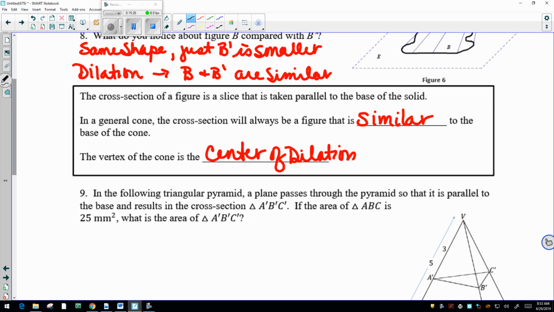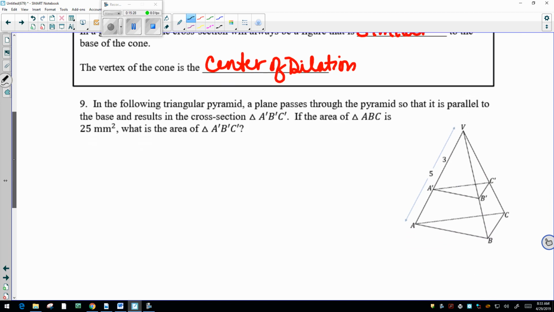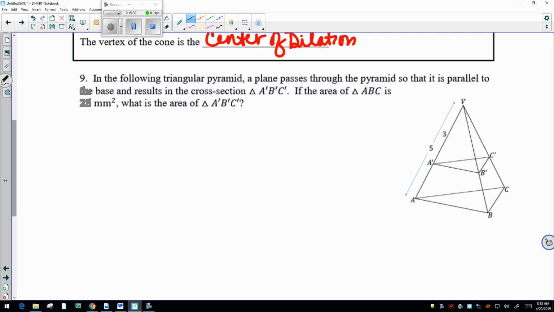So applying that here, we're going to go back and get some information from when we did similarity and our ratios and proportions. It says in the following triangular pyramid, we have a plane that passes through the pyramid, parallel to the base, and it results in a cross section. So this little guy that we can see here is our cross section. The area of triangle ABC is 25 millimeters squared. It says, what's the area of triangle A prime B prime C prime?